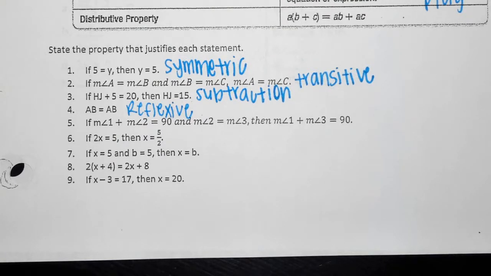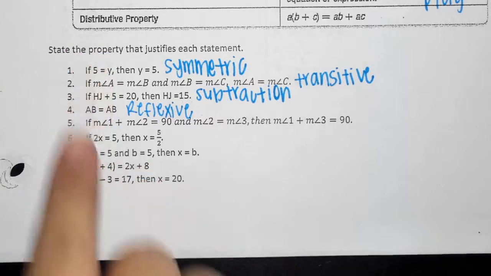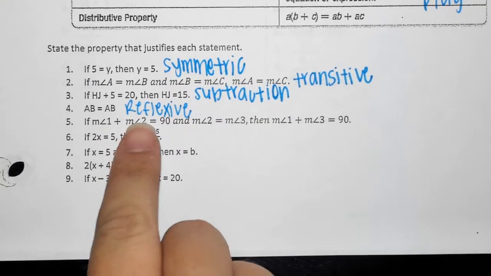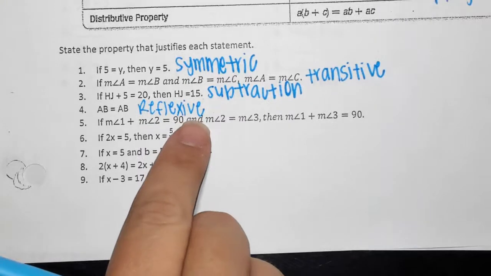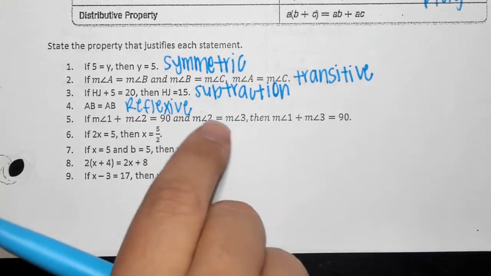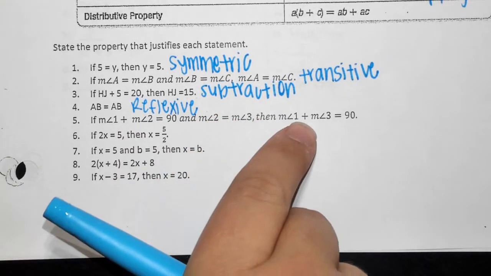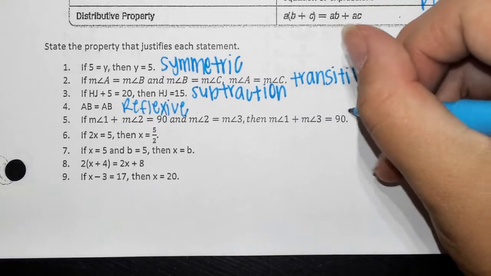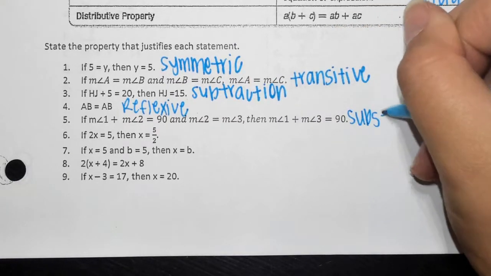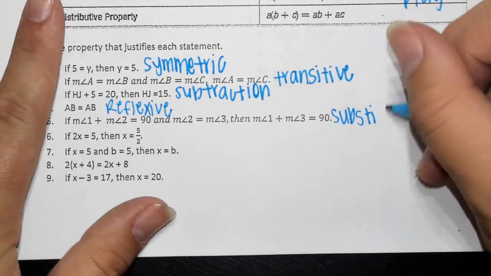What about 5? I kind of see 2 things. Actually, I like one better than the other. So it was measure of angle 1 plus measure of angle 2 equals 90. And it tells us that 2 is equal to 3. So instead of writing 2, they just wrote 3. So this is substitution. They plugged something in.